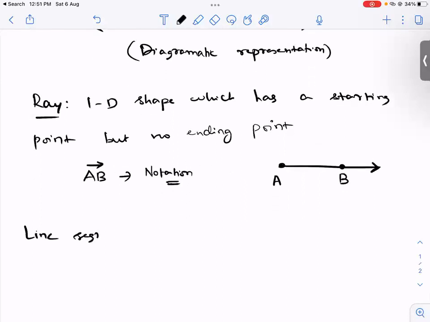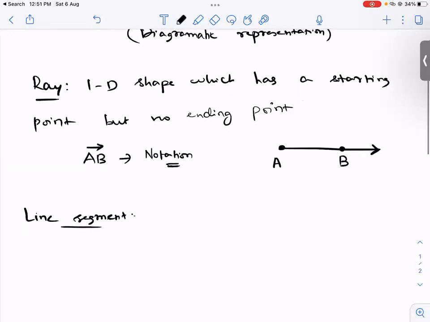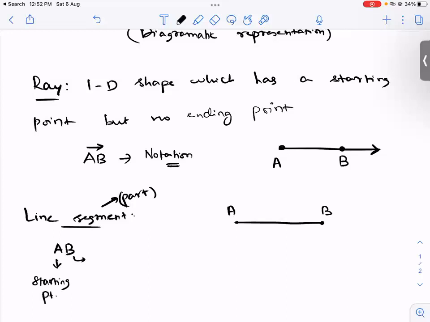Then you have something called a line segment. What does a segment mean? Segment is basically a part. So, from a line, if I'm able to take a part, then it will have a fixed length associated with it. So, that fixed length, how do you write it? Line segment is written as AB, where A represents the starting point and B represents the ending point.